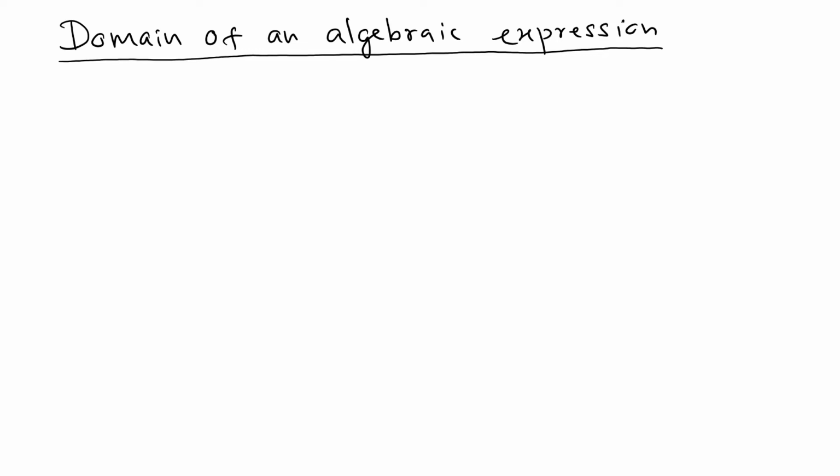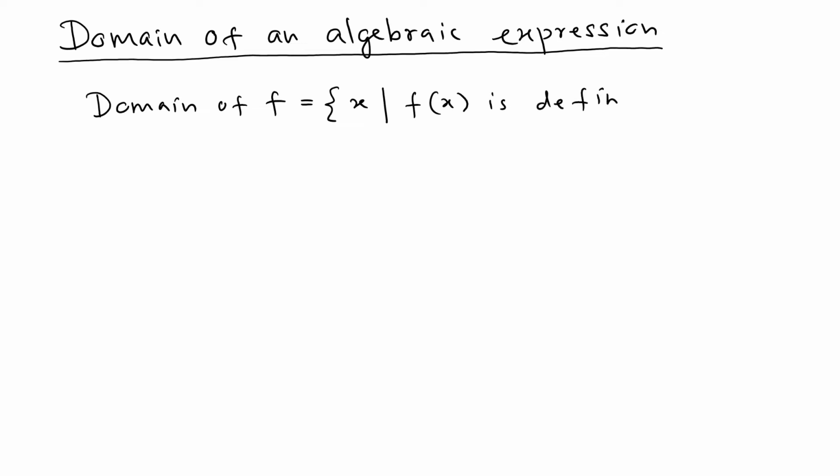In this, we discuss the domain of an algebraic expression. Before we talk about algebraic expressions, let's talk about the 4 different types. We start by defining what we mean by a function and what we mean by a domain. A domain of an algebraic expression, in this case a function, can be written as the set of x such that f(x) is defined. So we're going to find all the values for which the function or the expression is defined.